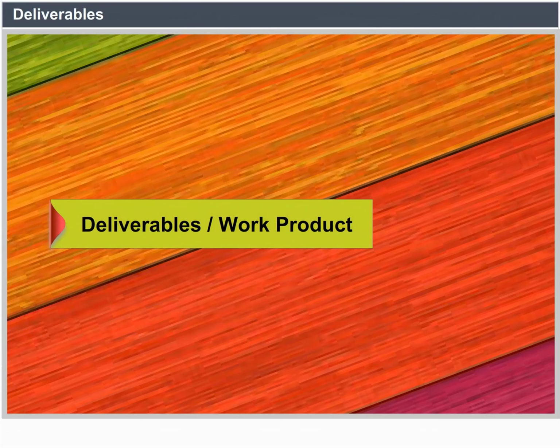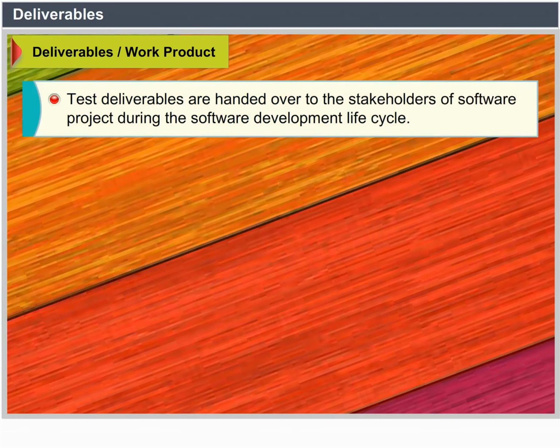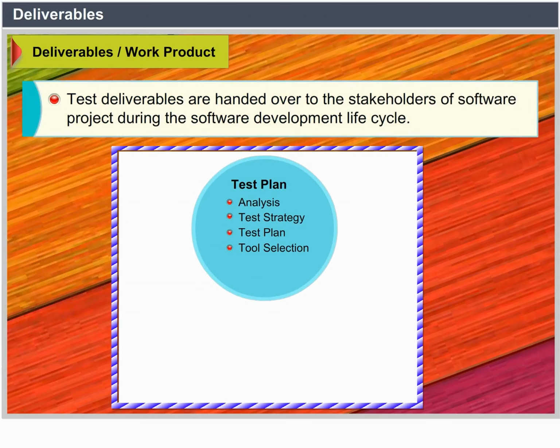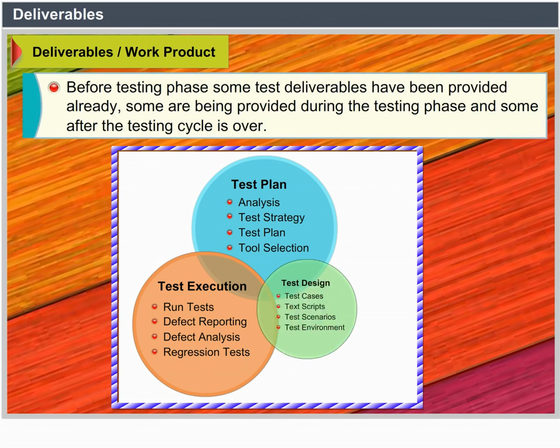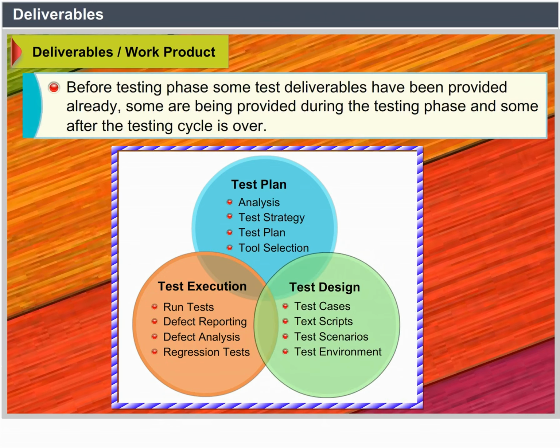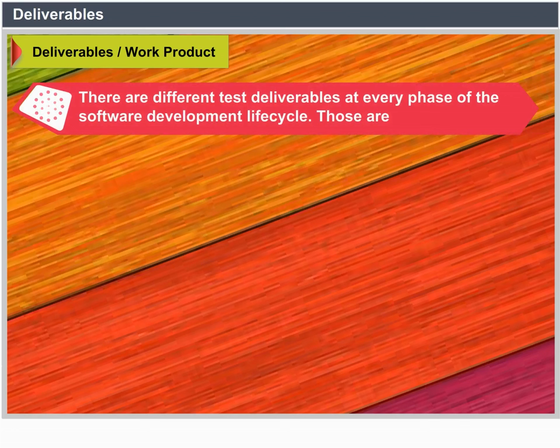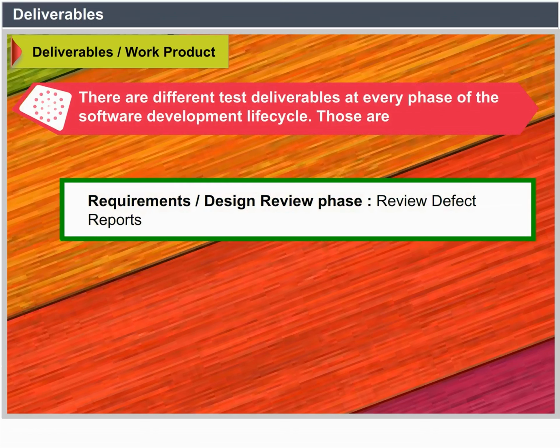Deliverables, work product. Test deliverables are given to the stakeholders of a software project during the software development life cycle. Some test deliverables are provided before the testing phase, some are provided during the testing phase, and some after the testing cycle is over. There are different test deliverables at every phase of the software development life cycle. Requirements or design review phase: review defect reports.